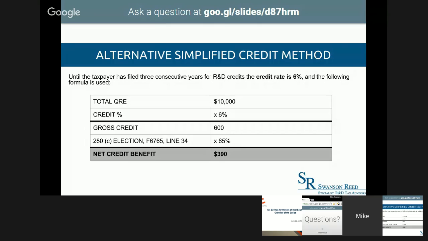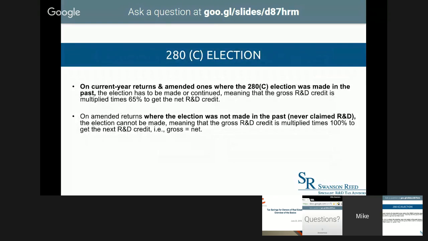But in this case, we apply 65% to that $600 and come up with a net credit benefit of $390. Again, you will get back 100% of that because it is a credit. It's not a deduction. Okay, the 280C election. This will apply to all claims you make: amended, current, past, present, future. There's a decision that has to be made. You look on line 34, as mentioned earlier, and you have a yes or a no to pick. For amended returns, you'll always pick no, and you will multiply your credit times 100%. That's outlined in the second bullet on this slide.